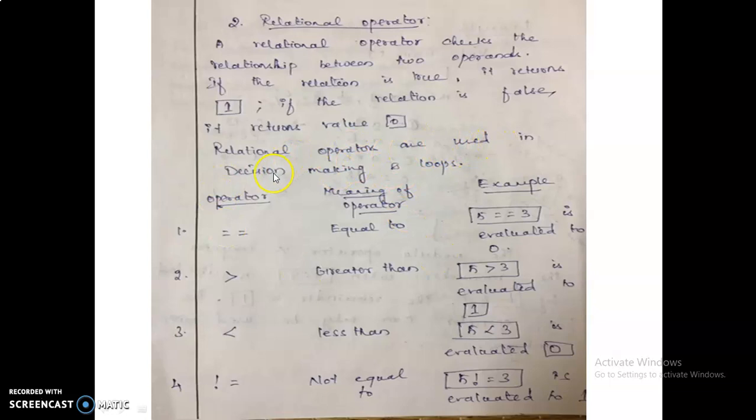Relational operators are used in decision making and looping in C programs. Here these are all the operators, this is the meaning of each operator, and this is an example of each operator given in this picture.